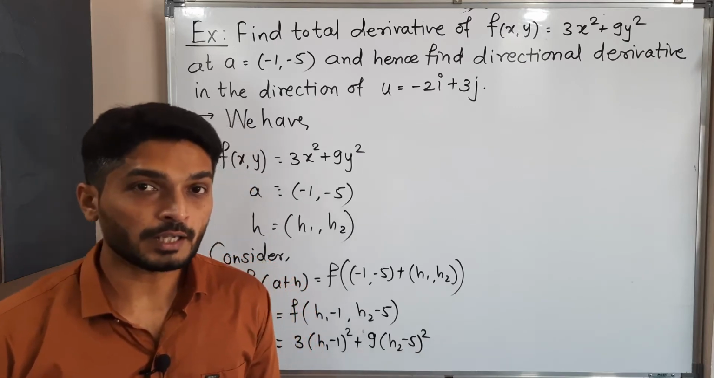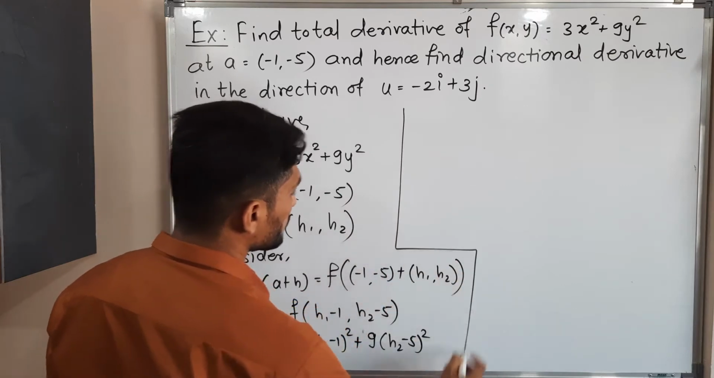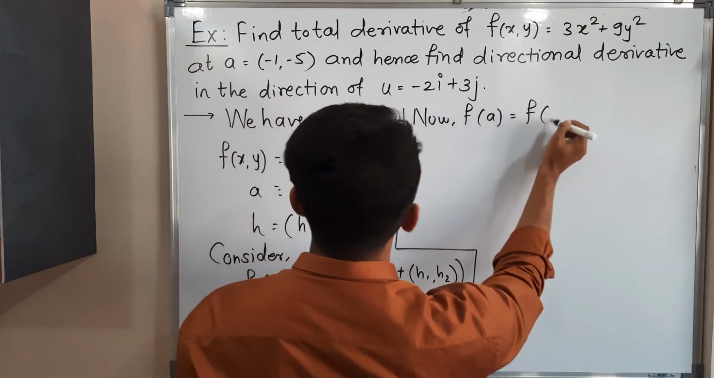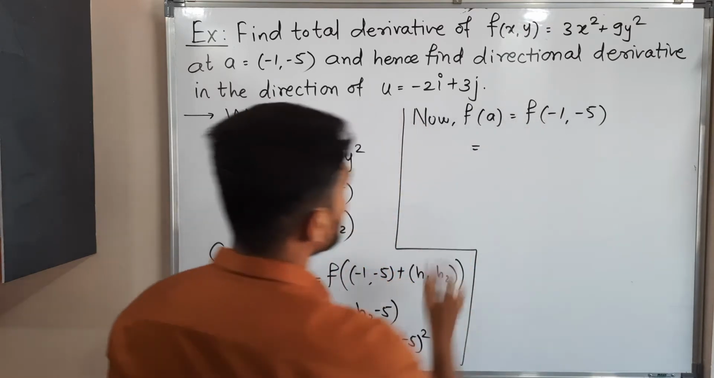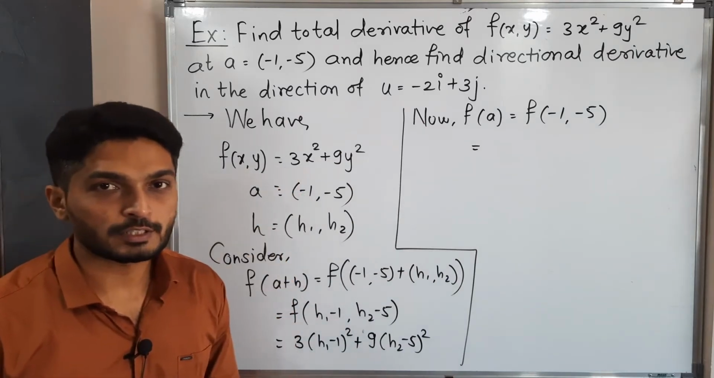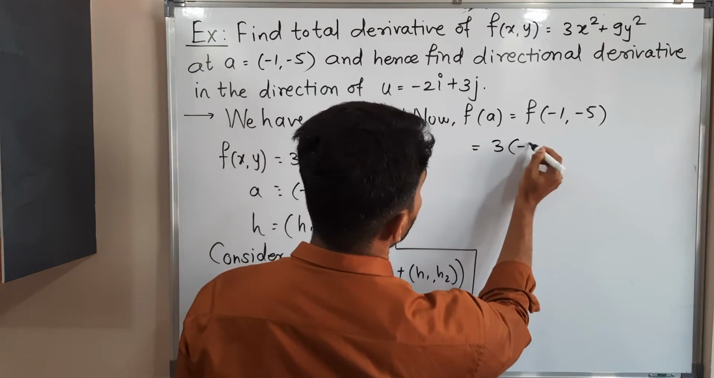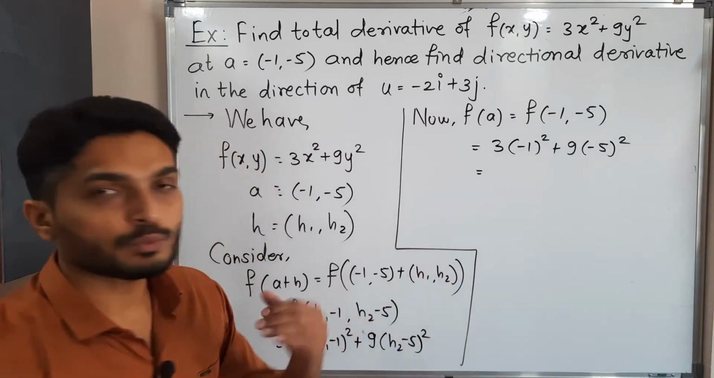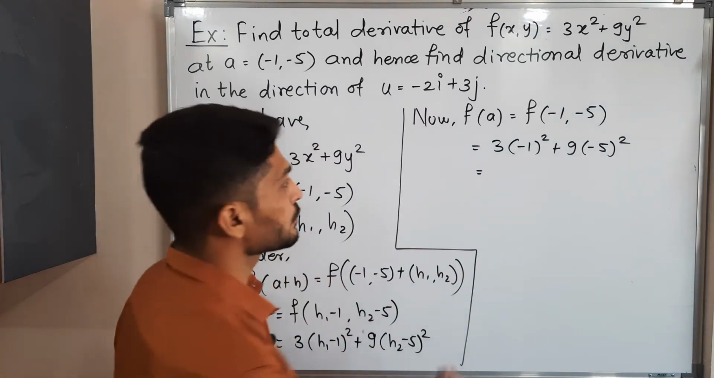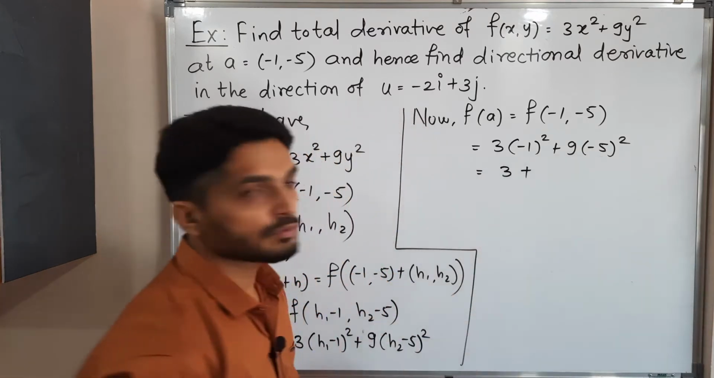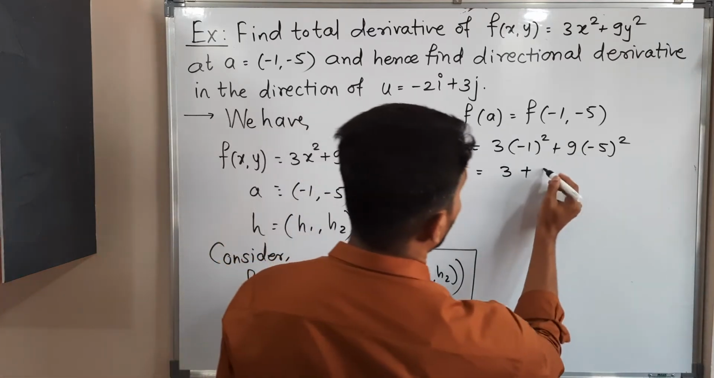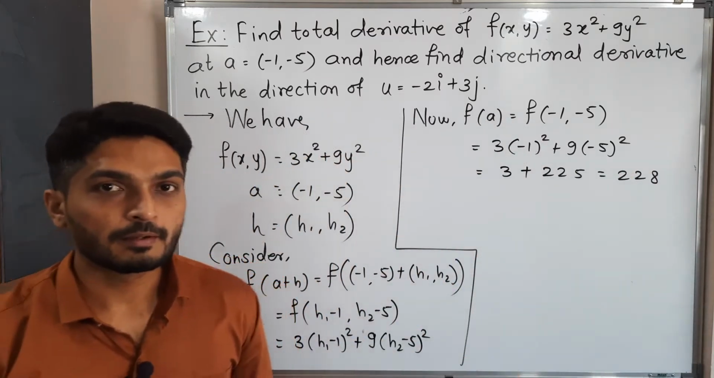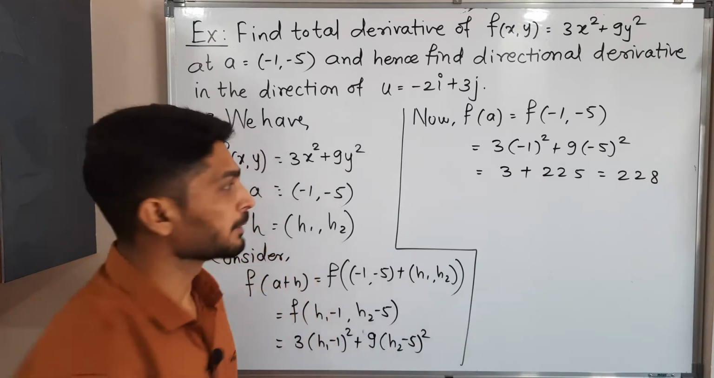Let us go for f of a now. F of a. So our a is (-1, -5). Again I am going to use the same definition to calculate its value. It is 3x means (-1) square plus 9y means (-5) square. If you take the square of a negative number, definitely you will have a positive number. So this is 3 and this is (-5) square, 25 into 9, 225. So this is 228. So that is the value of f of a. After that, we will find the difference between them.